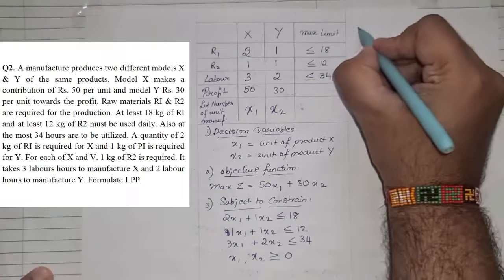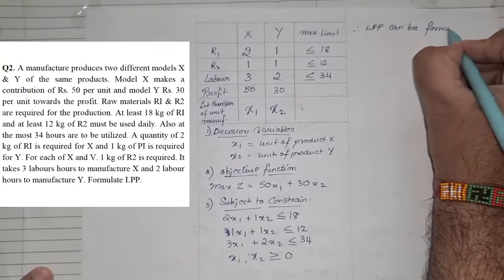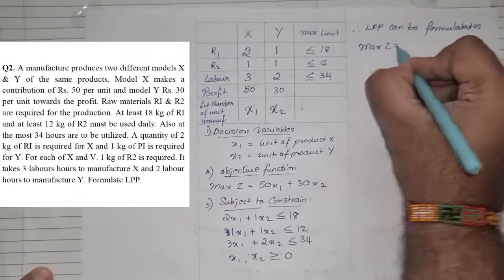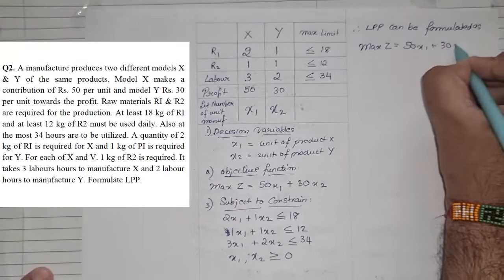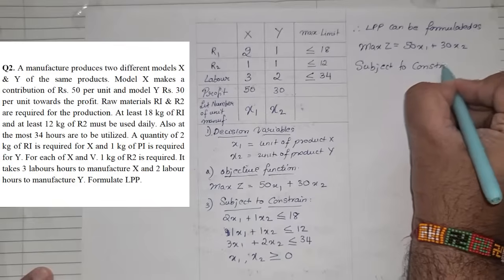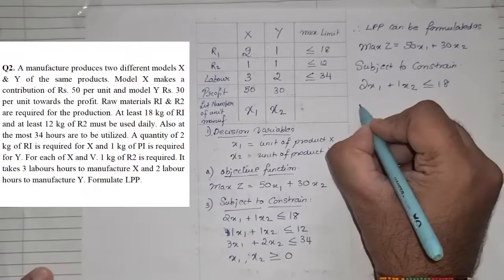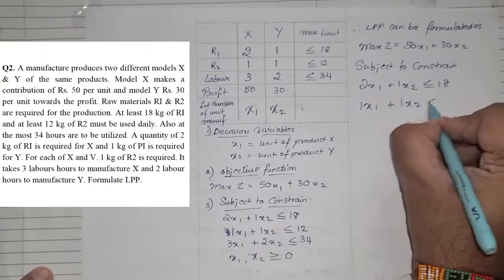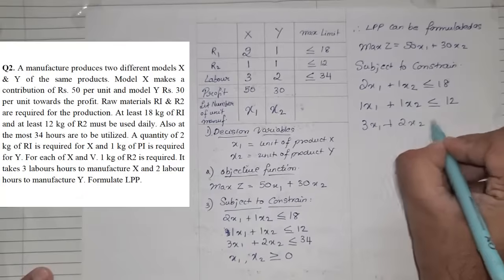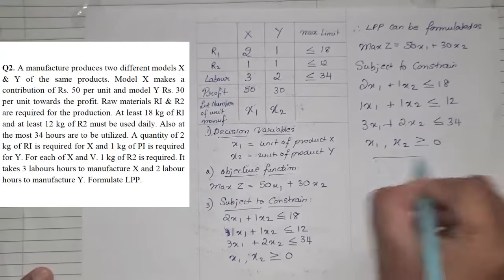Once we have done that, now we can write therefore LPP can be formulated as max Z equals 50x1 plus 30x2 subject to constraints 2x1 plus 1x2 is less than or equal to 18, 1x1 plus 1x2 is less than or equal to 12, and 3x1 plus 2x2 is less than or equal to 34, and last x1, x2 is greater than or equal to 0.